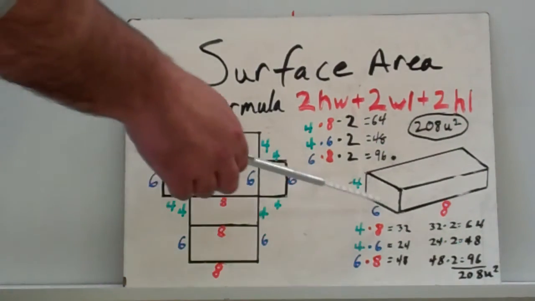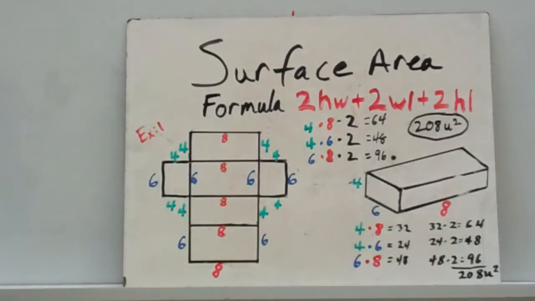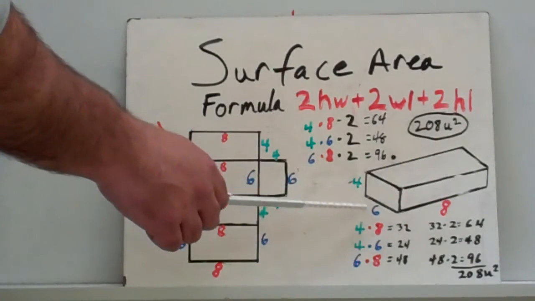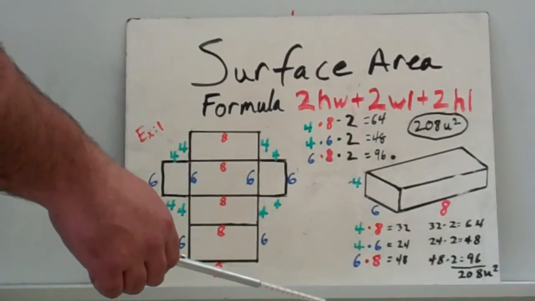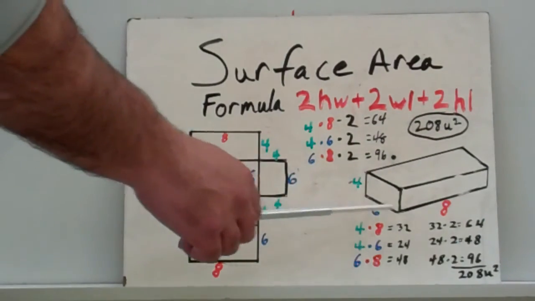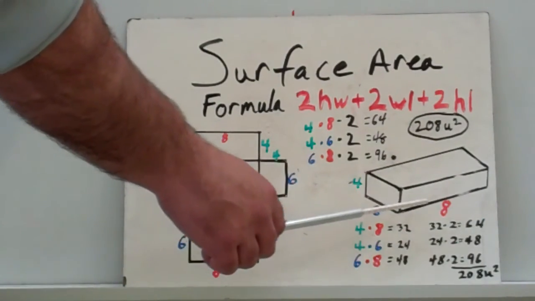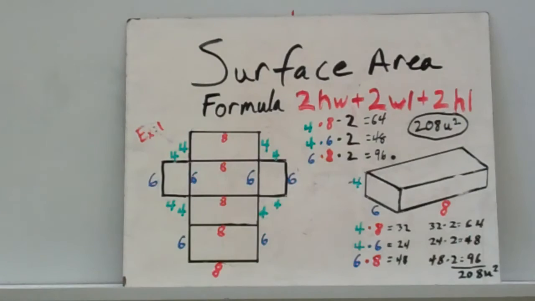And then if I look down here, it's the same numbers, the same shape, I just have it closed up. So I have 4 times 6 times 2, and 6 times 8 times 2, and then 4 times 8 times 2, again, which would give me 208 units squared.